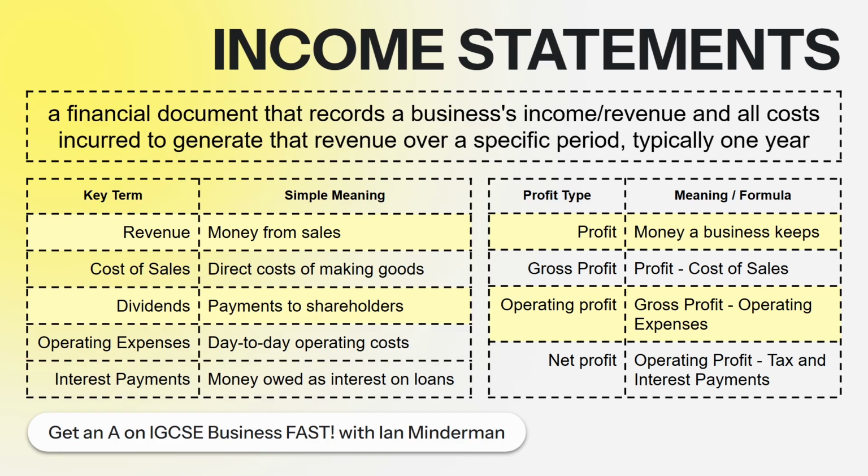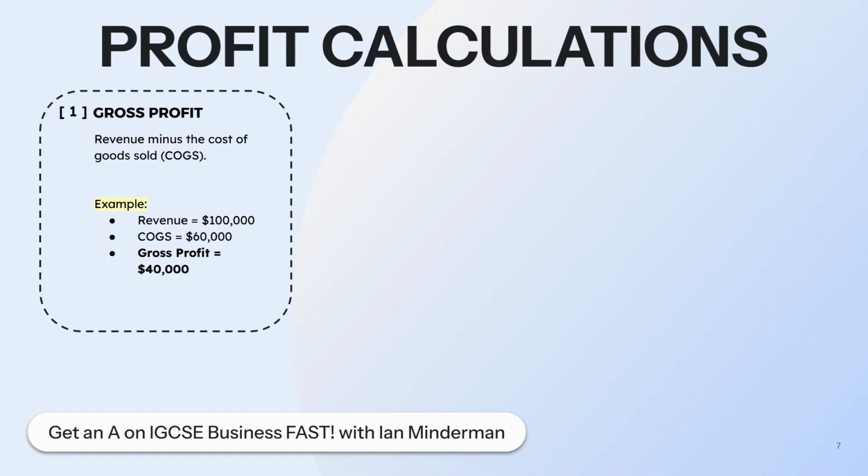Interest payments. Now, on the next slide, we're going to look at how to calculate 3 different types of profit. We have gross profit. This is profit minus the cost of sales. Operating profit. This is gross profit minus the operating expenses. And then net profit. It's the operating profit minus tax and interest payments. Let's take a look at how to calculate those.